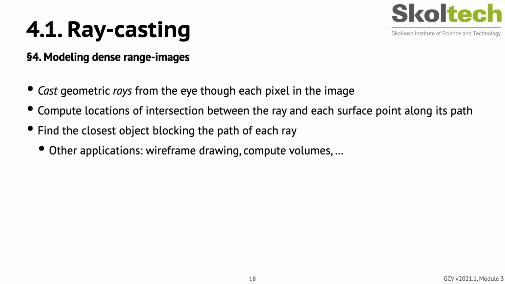Raycasting method is very simple conceptually. Geometric rays are traced from the eye of the observer to each point in the 3D scene to probe visibility and possibly sample radiance received by that point in the scene. The locations of intersections between the ray and each surface point along its path have to be computed, which then can be used to estimate an image, trace a line drawing, or compute volume of the shape.